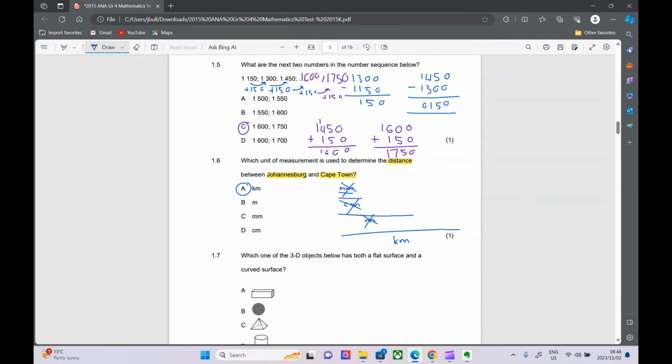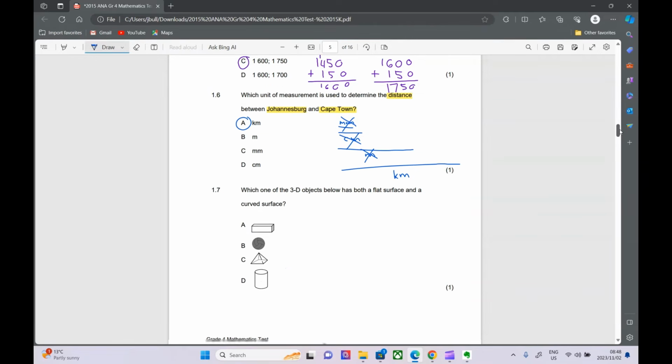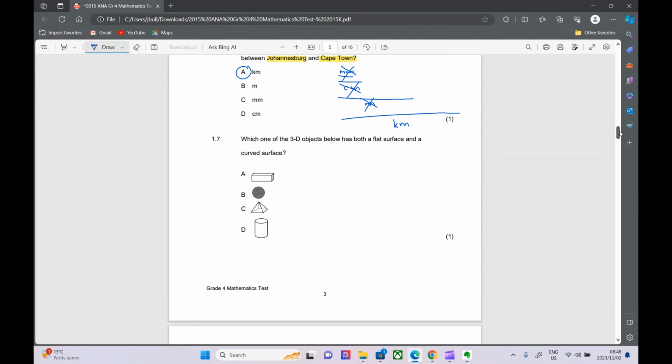That is unfortunately one of the questions where you have to know those units, otherwise you're really going to struggle with those questions. Okay, 1.7, which one of the 3D objects below has a flat surface and a curved surface? I would go through and rule out which ones don't have flat surfaces, and which ones don't have curved surfaces.